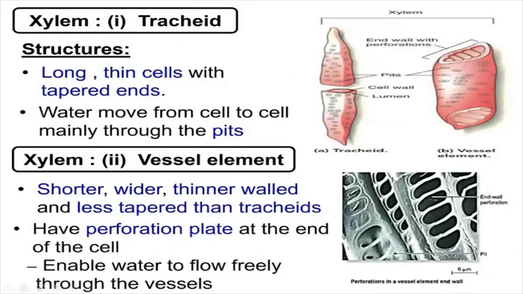Tracheids are long, thin cells and have tapered ends. While vessel elements are shorter, wider and have thinner cell walls. So less tapered. Jadi dia lebih open, dia lebih lebar, sebab tu dia tak nampak tapered sangat, dia lebih open wall, open end. Have perforated plate. Jadi bila dia lebar dan open end, jadi ada perforated plate, enabling water to flow freely through the vessel.